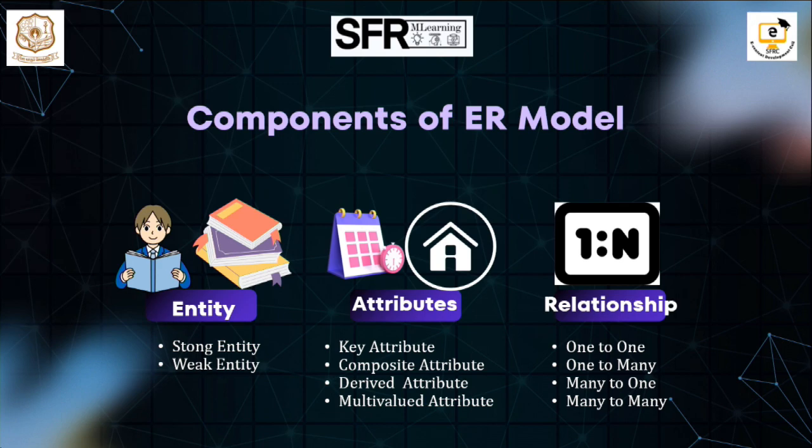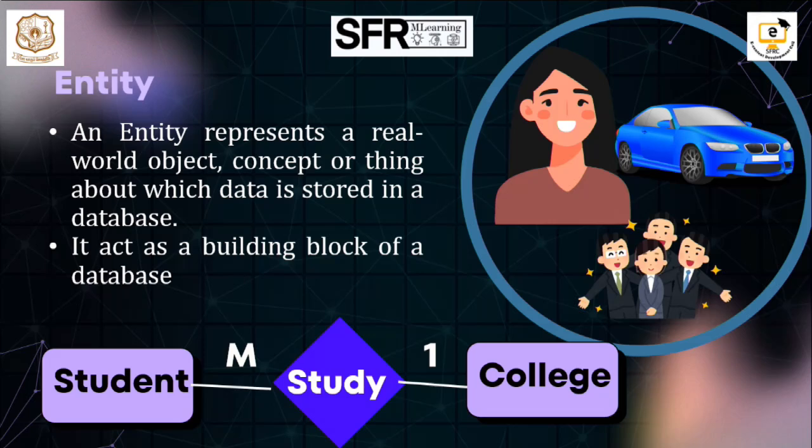First we are going to see entity. An entity represents a real world object, concept or thing about which data is stored in a database. It acts as a building block of a database. Example of entities: real world objects like person, car, employee, etc. Concept like course, event, reservation, etc. Things like product, document, device, etc.